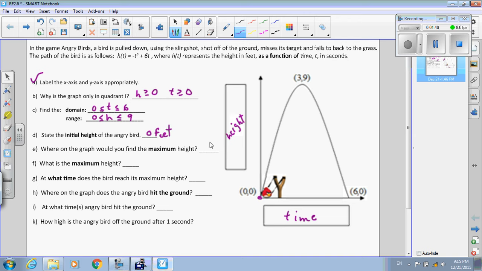And what would be the maximum height? We've gone over that already. It'd be 9 feet. Where on the graph would you find the maximum height? The 9 feet would actually be the answer to this question here. And where on the graph? It would be on the vertex. So, vertex.